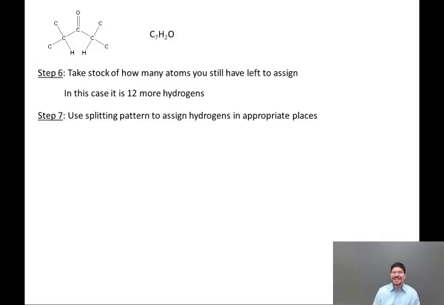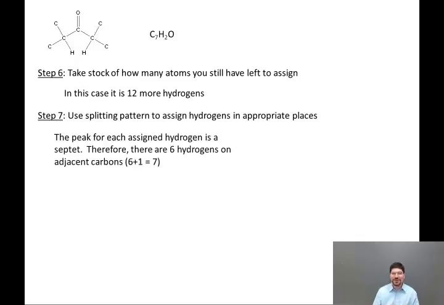So step 7. Now we can use the splitting pattern. We did everything we've done so far without ever using the fact that we have a doublet and a septet in this molecule. So now you can use the splitting pattern to assign more hydrogens in the appropriate places. The hydrogens that we've already assigned and included in the structure are septets. That means that there are 6 hydrogens on the adjacent carbons. And given that we have this symmetry, we basically just solve 1/2 of the molecule, and then everything's going to be multiplied by 2 for the entire molecule.